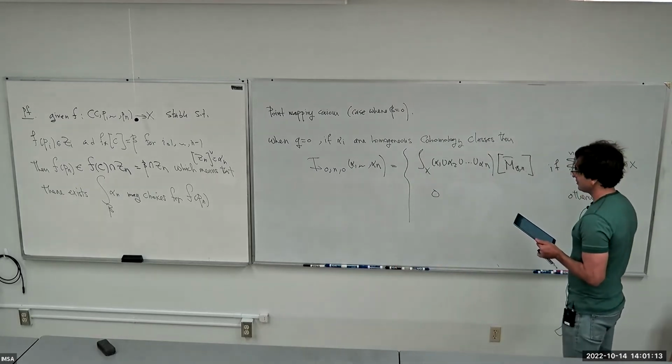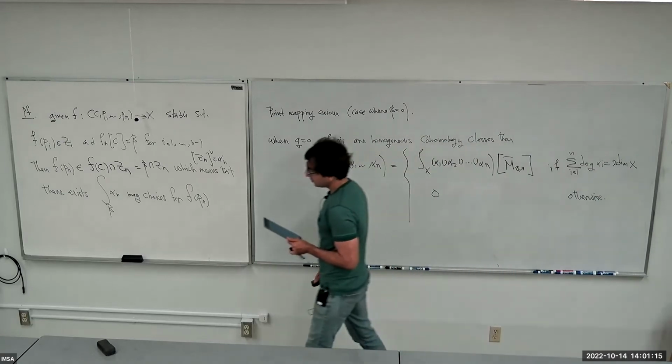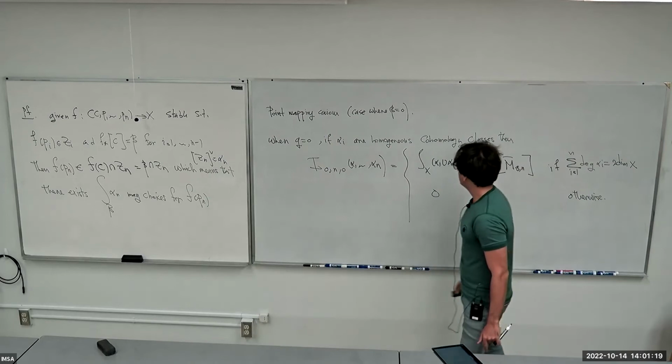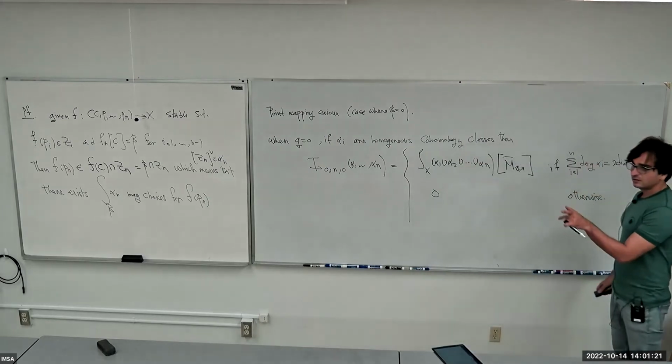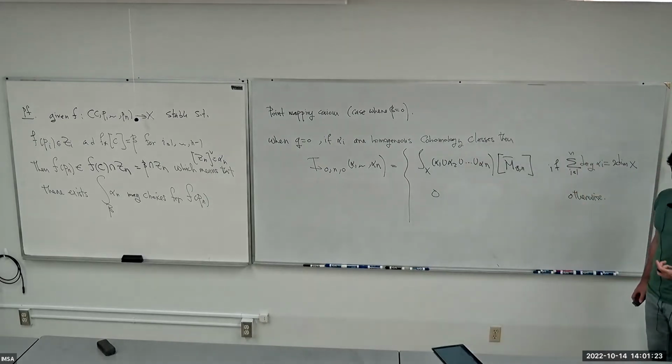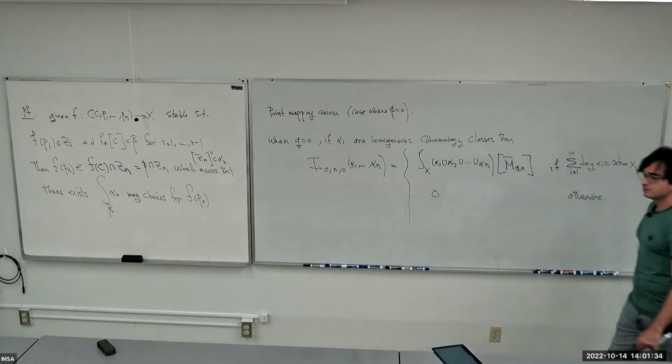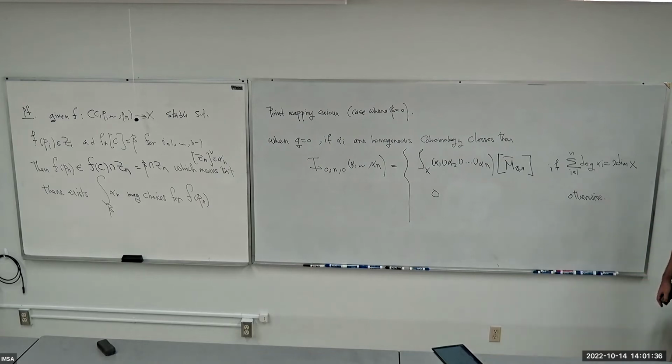Point mapping axiom. Okay, so the curve class is zero, and then you can actually calculate the degree of the Gromov-Witten class, and this integral of the canonical bundle against the symplectic form against beta goes away. So it induces this restriction on the degree of the alpha i's.